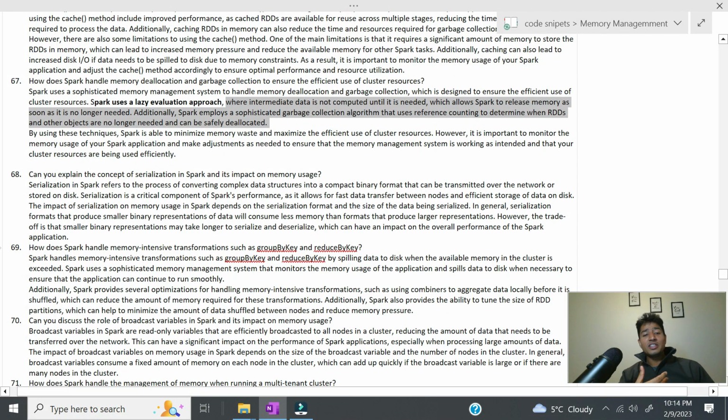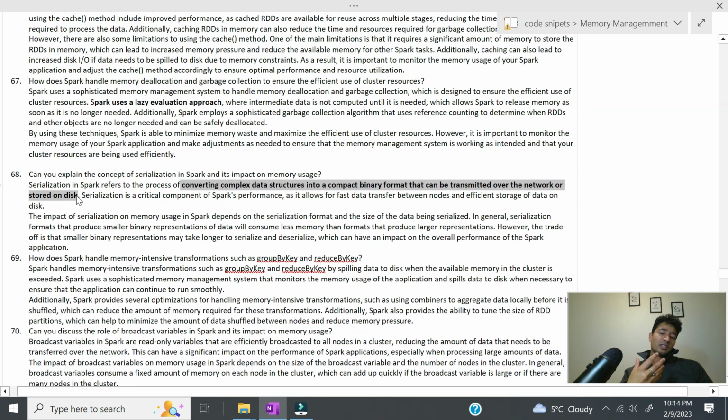So serialization in Spark refers to the process of converting complex data structures into a compact binary format that can be transmitted over a network and stored on a disk. So this is called serialization, converting data structures into binary format so that they can be transmitted over the network, right? Serialization is a critical component in Spark because when shuffling takes place, when data is moved here and there, serialization is needed.